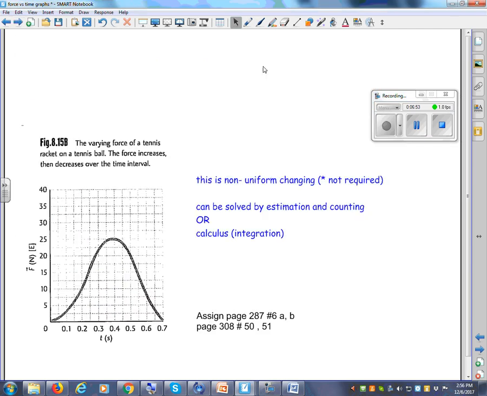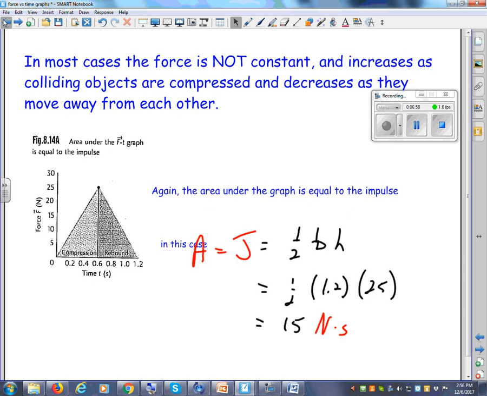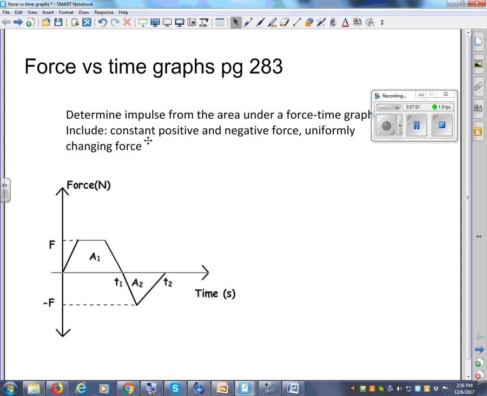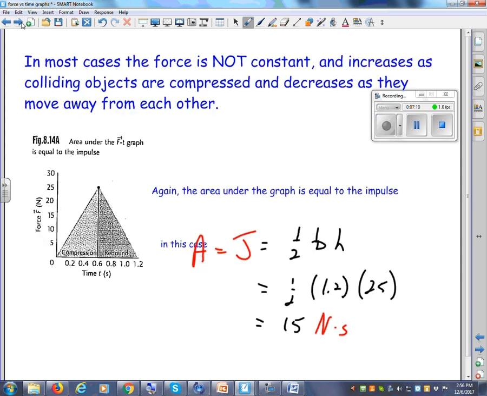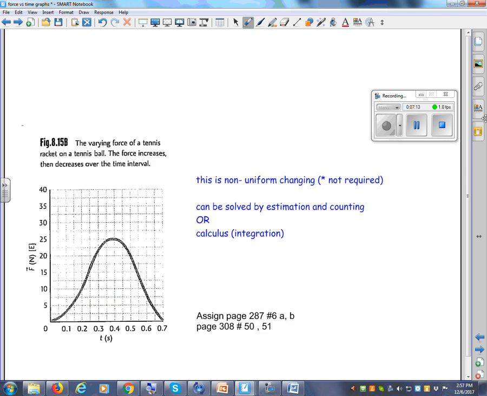Okay, now, this is non-uniform changing. If you go back to the outcome, it was to include constant positive and negative force, and uniformly changing force. Uniformly changing means that the line is straight. Now, 9 times out of 10 in real life, it's not going to be uniform, it's going to be non-uniform. It's going to be curved. Now, that's actually a bell curve, right? This is not required. I'm not testing you on this. I'm just offering you a little bit of enrichment for next year. How would you find the area of the curve? Yeah, you'd have to estimate, and then you'd also have to zoom in, right?